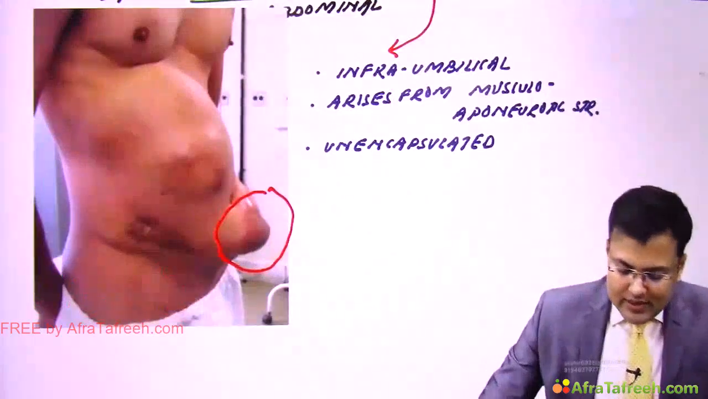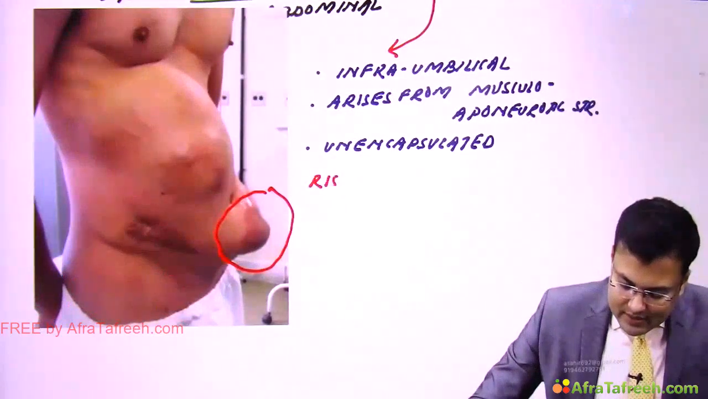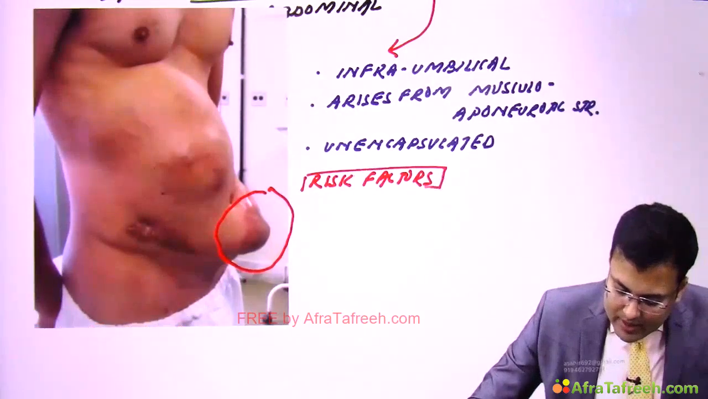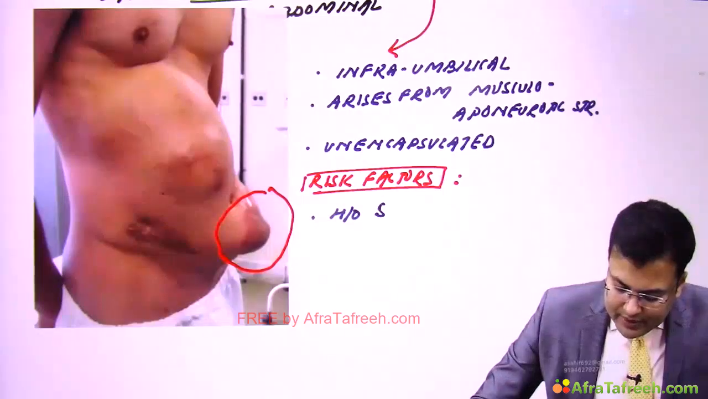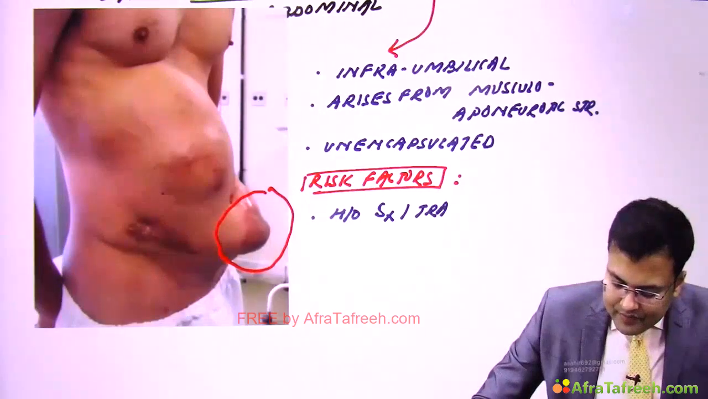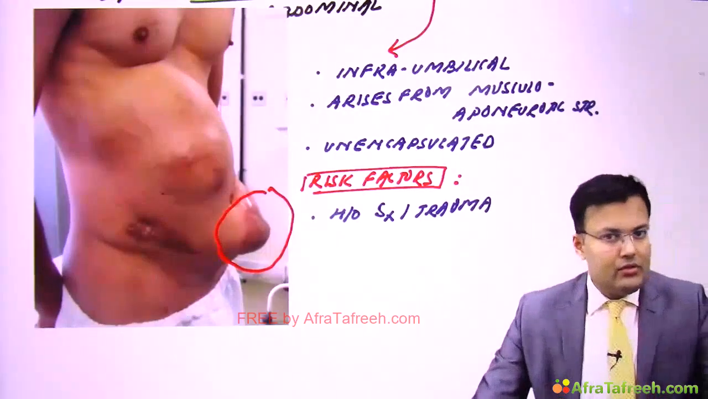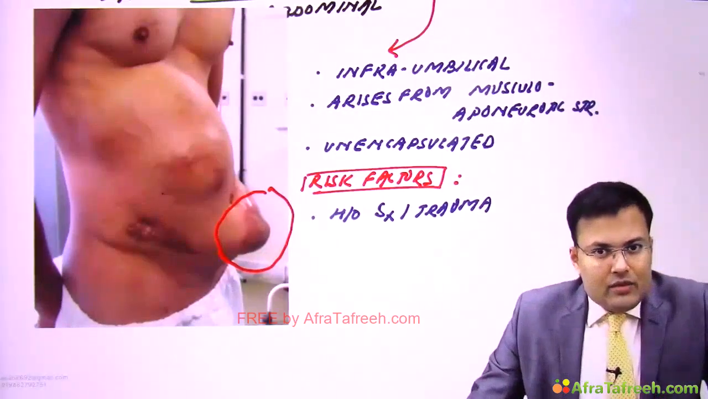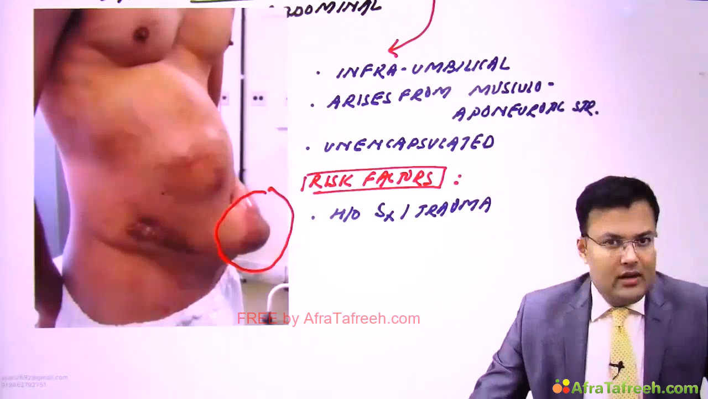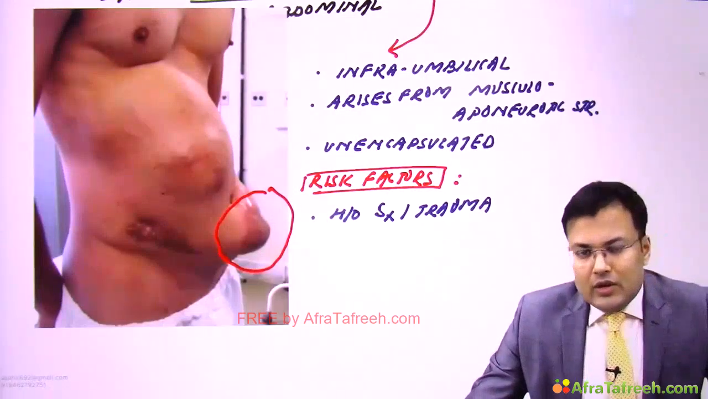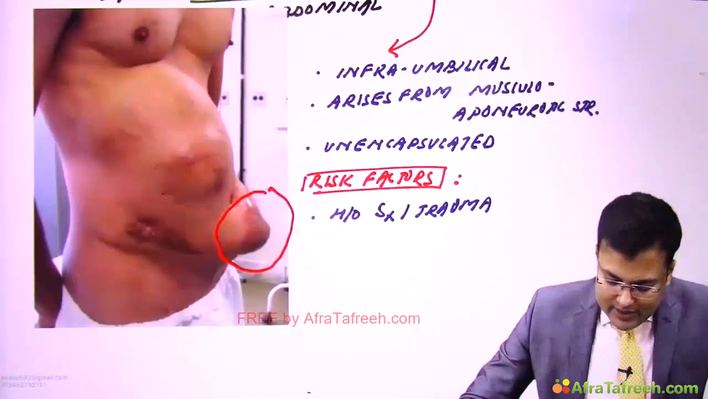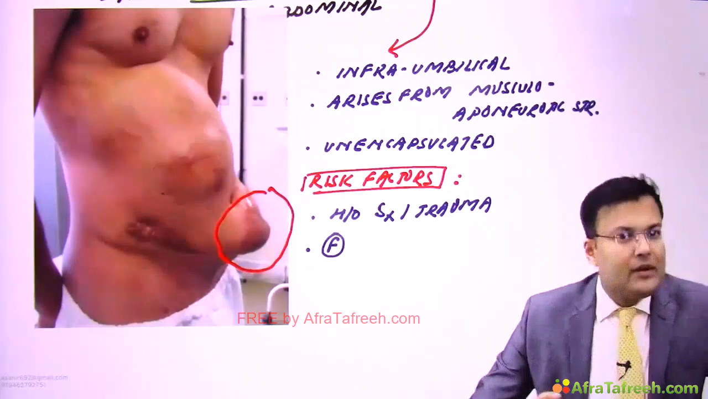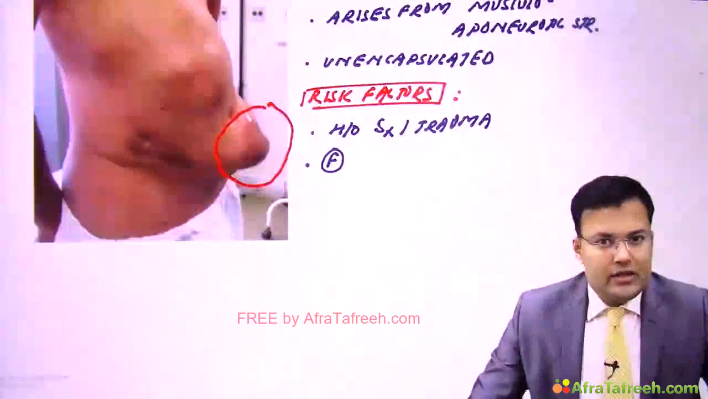See the risk factors. We discussed what the risk factors are. History of previous surgery or trauma, surgical trauma. Another important point related to this tumor is that estrogen promotes the growth of the tumor. Right? So if estrogen stimulates the growth of desmoid tumor, is it more common in males or females? Obviously it is more common in females, because estrogen stimulates the growth.